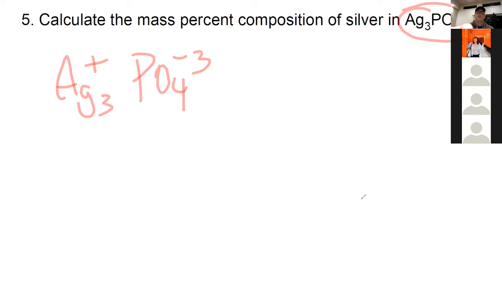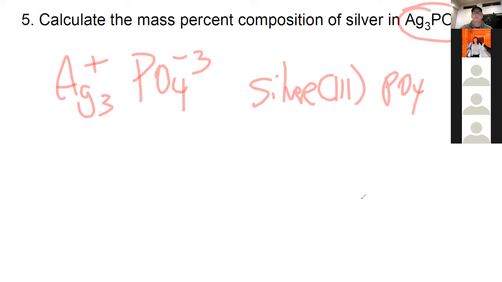Okay, why would you call it that? Because of it being a transition metal, right? But what does the 3 stand for when we're referring to a transition metal? Does it refer to the number of ions, or does it refer to the charge on the ion? Isn't it the charge? It's the charge. And what's the charge on the silver? 1. So that doesn't work. So what about trisilver phosphate? That works, right? Because there's 3 silvers.